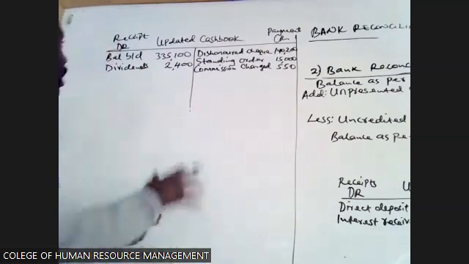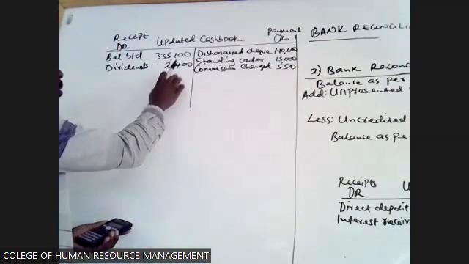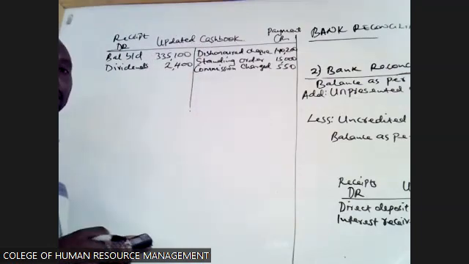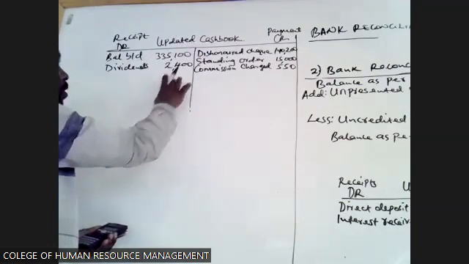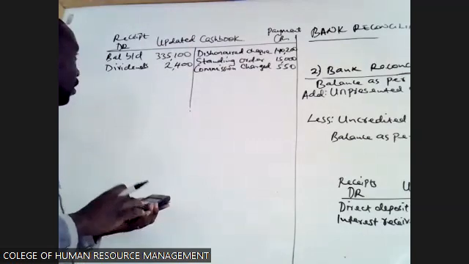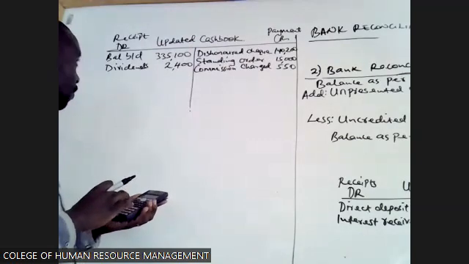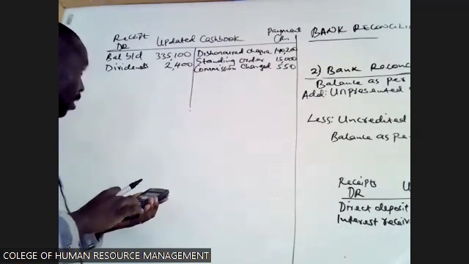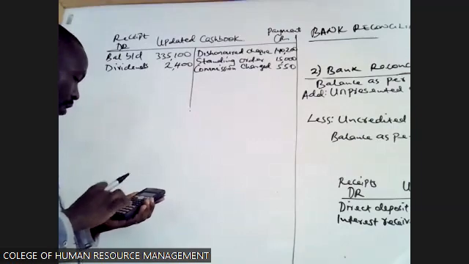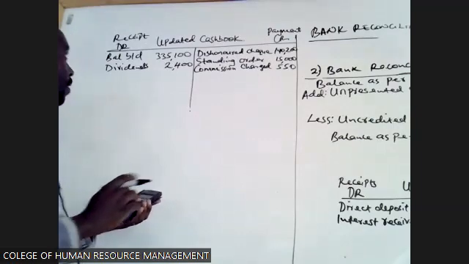So here we can now get the correct balance for the cash book. Add the receipts, subtract the payments. 335,100 plus 2,400, I'm getting 337,500.